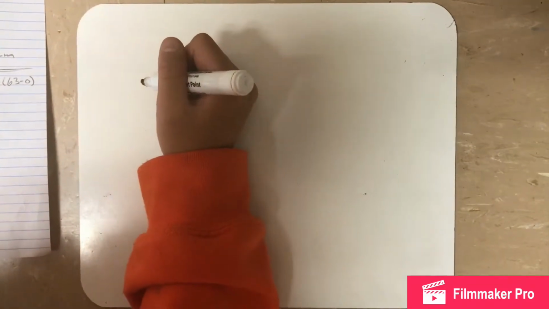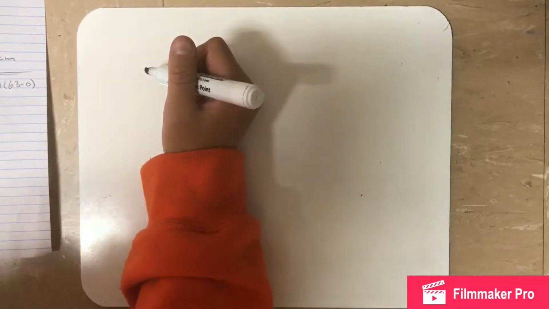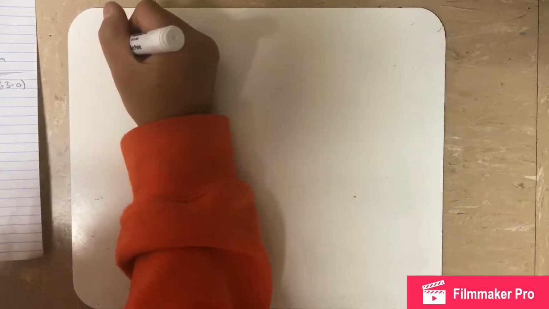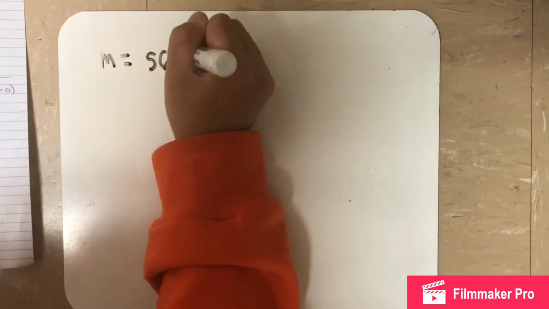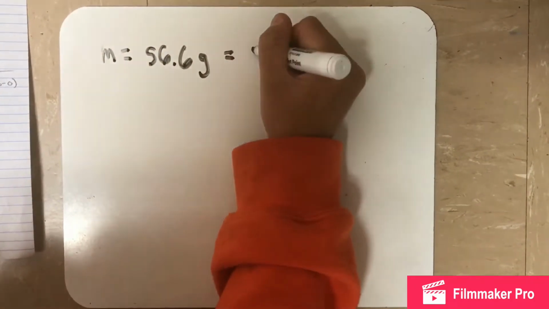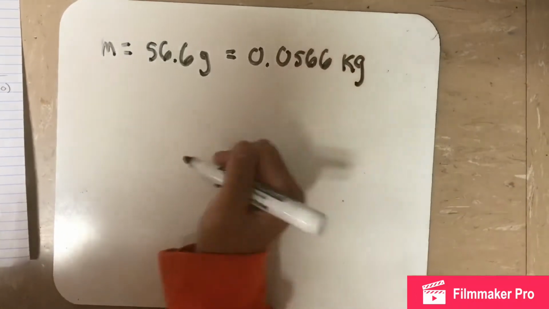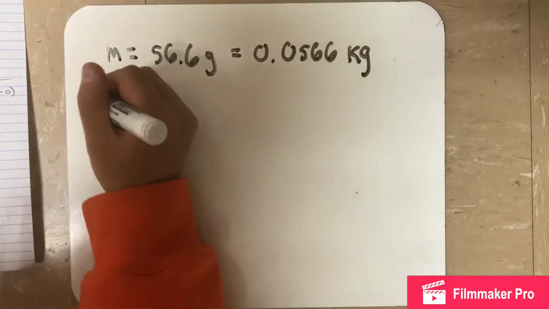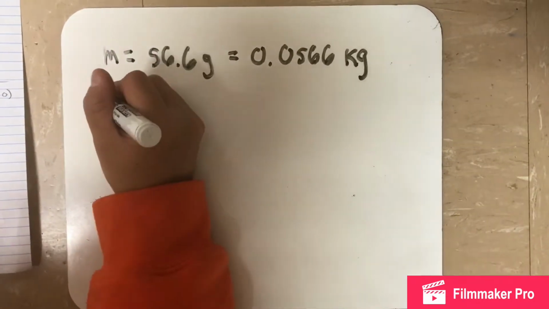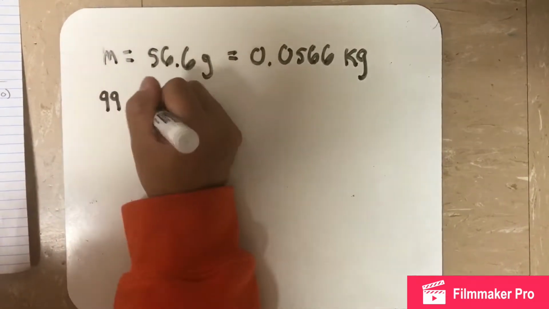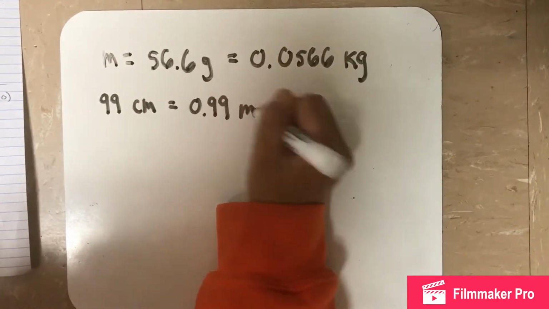So to find the mass of the tennis ball, we used a scale or a balance, and the mass ended up being 56.6 grams, which converts to 0.0566 kilograms. And now to find the velocity when the ball is going down, because we're dropping it from a height of 99 centimeters, which converts to 0.99 meters.